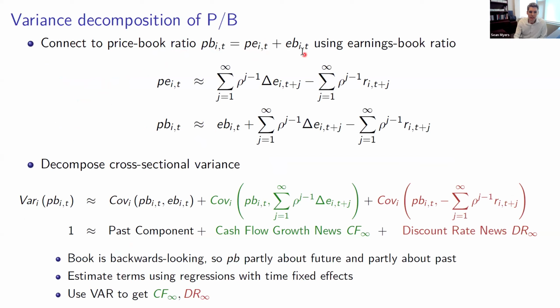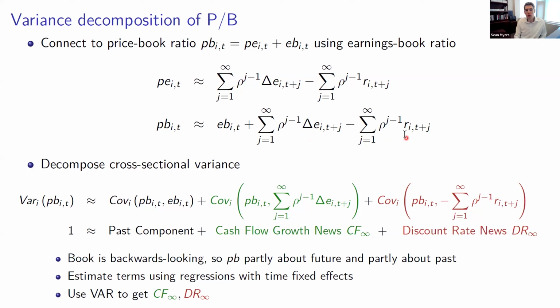What this means is that because the price earnings ratio is approximately equal to future earnings growth minus future returns, the price book ratio just picks up this extra term. So the price book ratio is just the earnings to book ratio plus future earnings growth minus future returns.